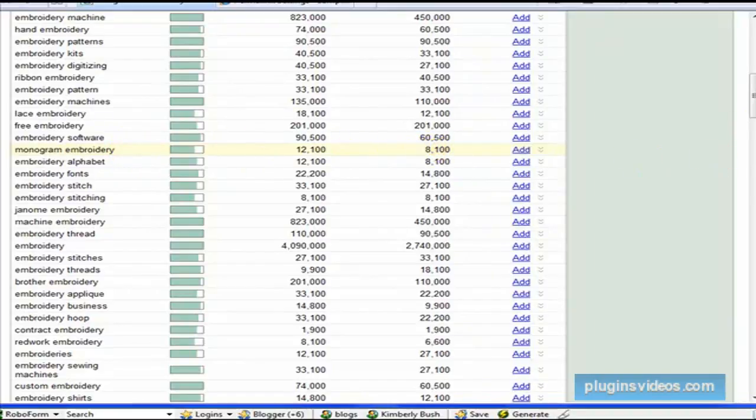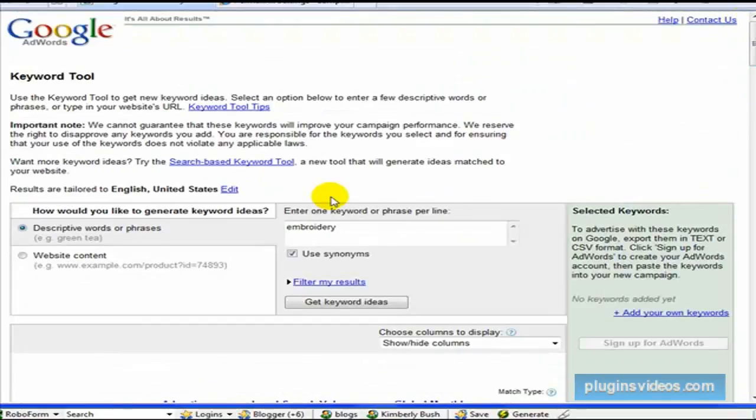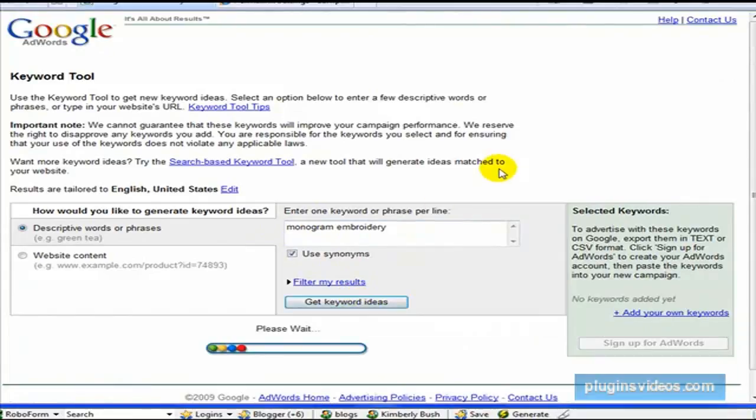So I'm going to do what I call drill down. I'm going to take that phrase and search for that phrase specifically. Monogram embroidery. Okay, now you notice the second time I do this, I don't have to enter the CAPTCHA again, so it's nice you don't have to do that every time. Okay, give Google a second while it looks in its massive database. Lots of stuff.